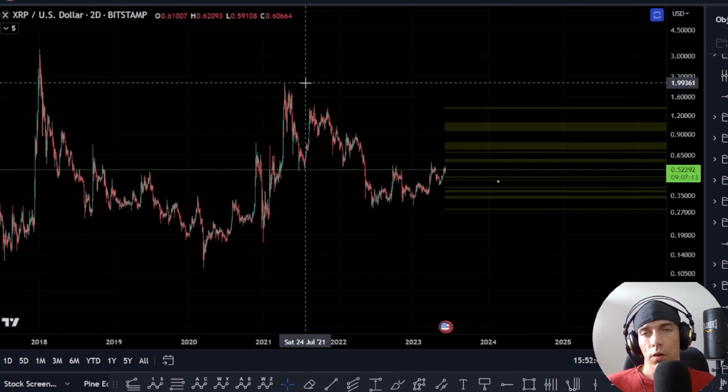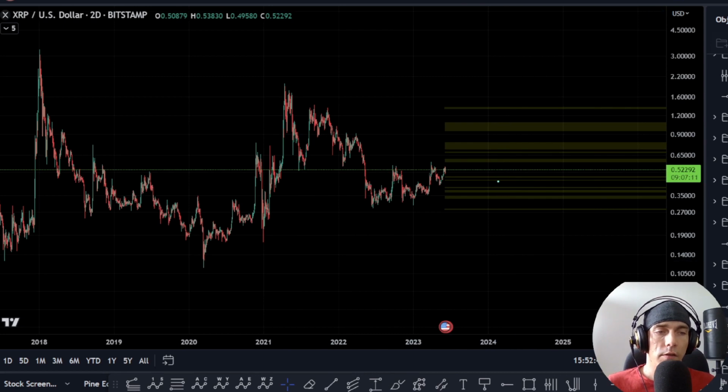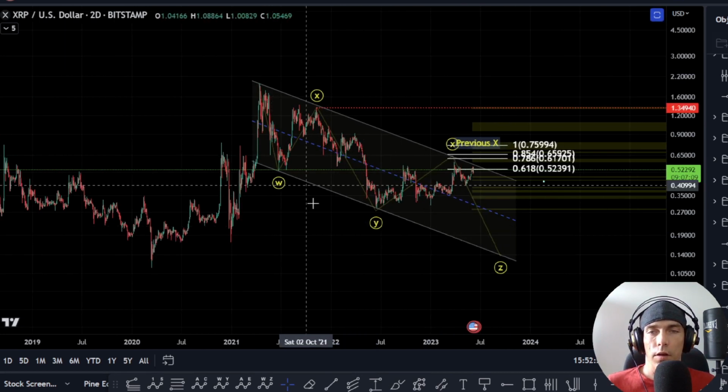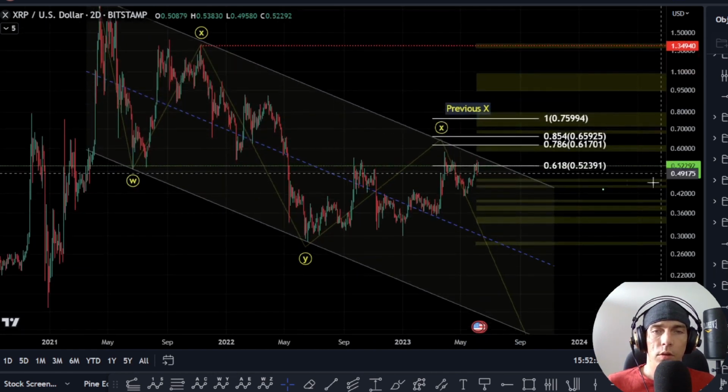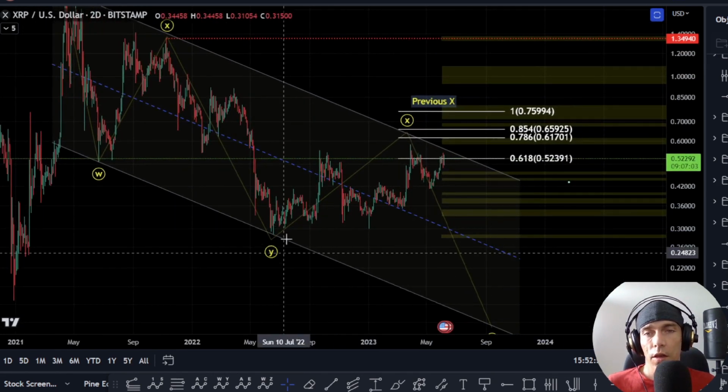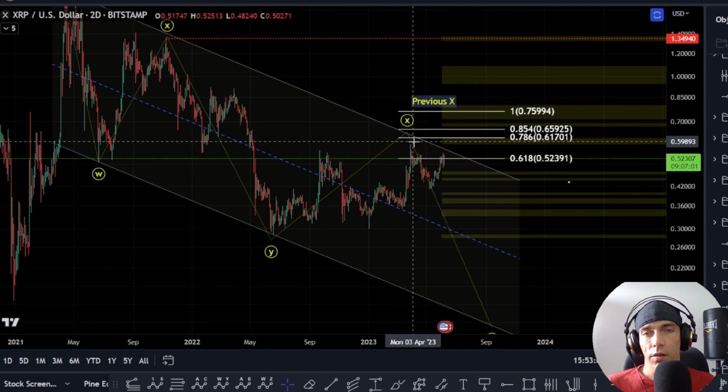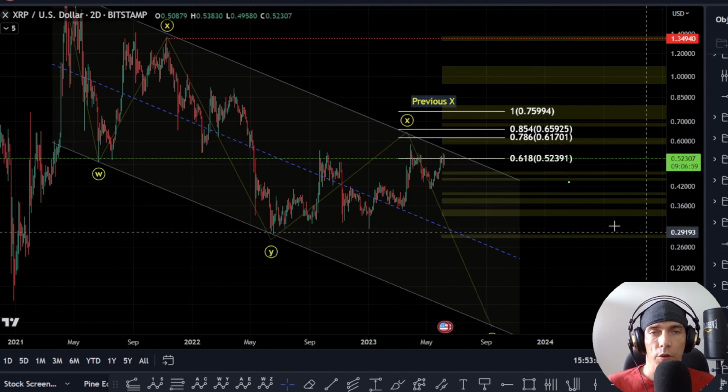Now we could also argue that this move to the downside here is actually forming rather in a W, X, Y, X and a Z. Now if this is the case, what we're looking for here is that potentially we could actually have completed into this high and we could be looking to break to the downside.